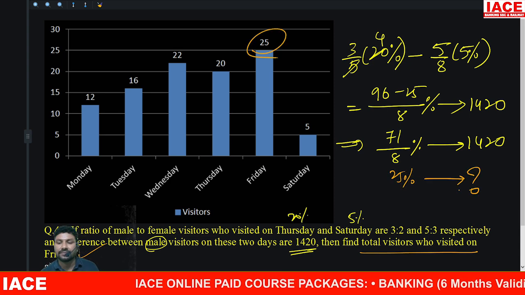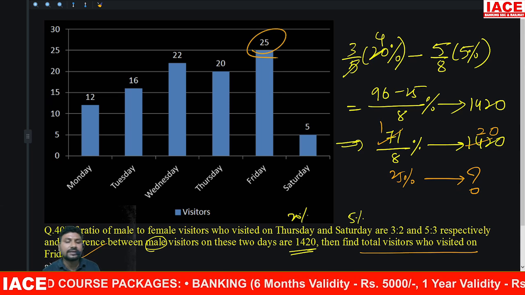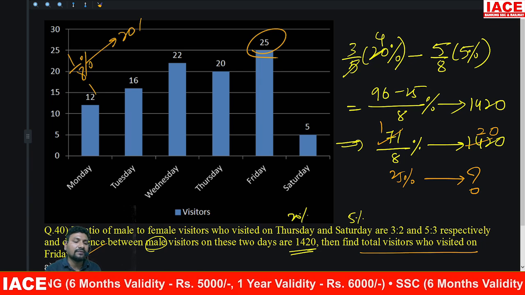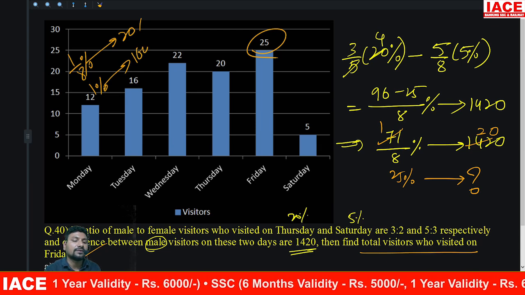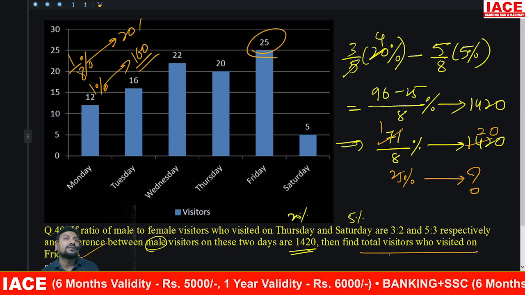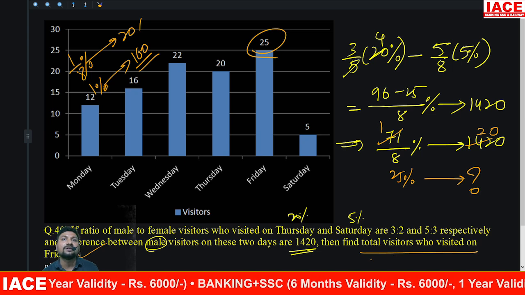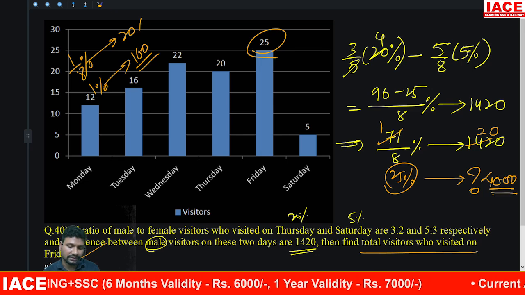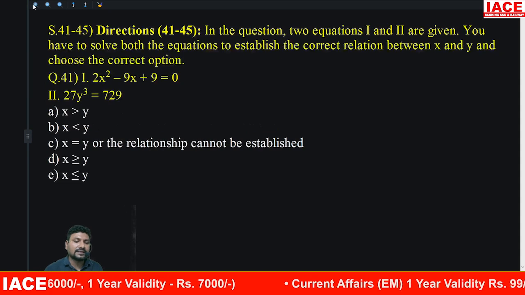25% value is what? 1/8% is equal to 20. 1/8% is equal to 20 members means then 1% is equal to how many members? 1% is equal to 160. 1% is equal to 160 means 100% is equal to 16,000. But I need 25%. It is equal to how much? 4,000.